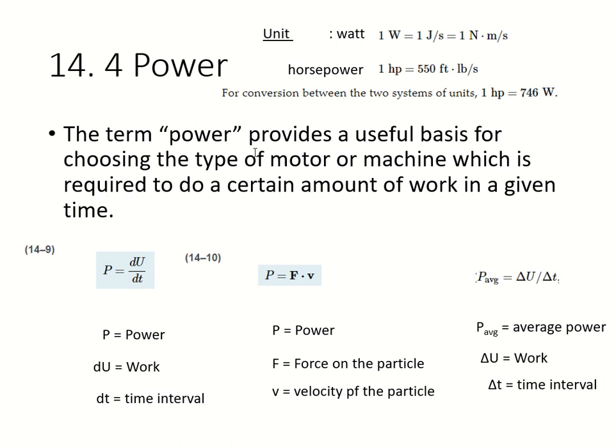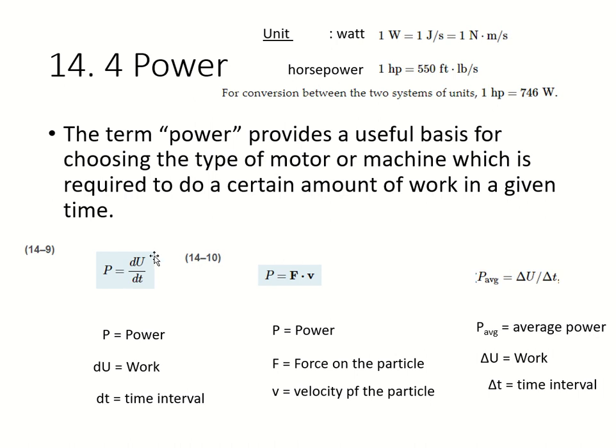Power has something to do with your work in a given amount of time. So we'll go to this equation. This is your work, and we're rating the power as the work done in this time interval. How much work is done in this time interval is the power of that machine, object, or particle, because it can do that much work in this time.